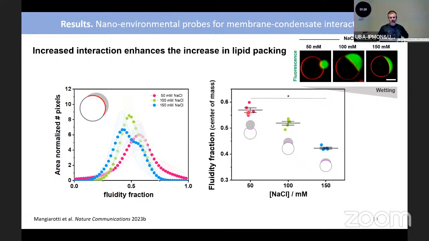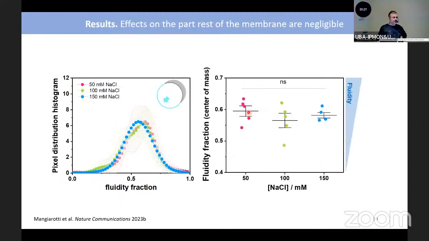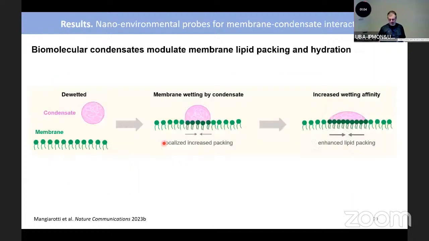So the next question was immediately: is there an effect on the other leaflet of the membrane that is not in contact? And the answer is no, at least with the sensitivity we have. There is a very slight trend that we cannot assign because the error is very big. So basically, the wetting is modifying the dynamics of the membrane which is in contact, but it's not producing a strong effect in the GUV which is not in contact with the condensate. Sorry. So this was part of this paper.